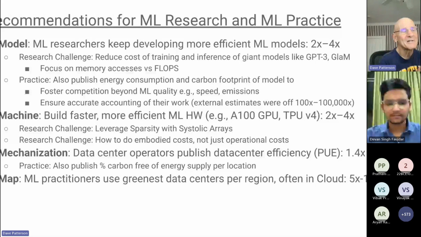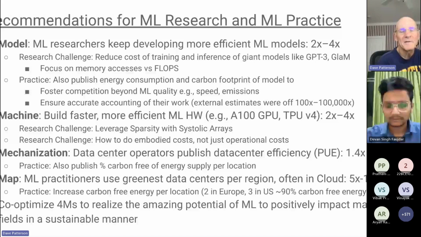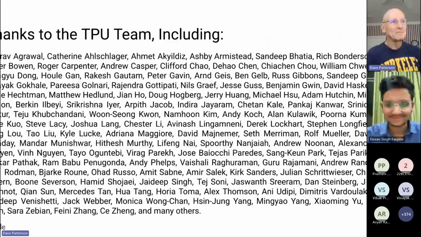And I think if customers give preference to places with green energy, that'll encourage companies to build more data centers in locations with green energy. And then finally, if we can co-optimize these 4 M's, we can deliver on this amazing potential of ML, the exciting potential to get positive impact in a lot of fields in a sustainable manner. And with that, let me thank all the people on the TPU team, including the following, who built this hardware that I'm talking about today. And with that, I will go to questions.